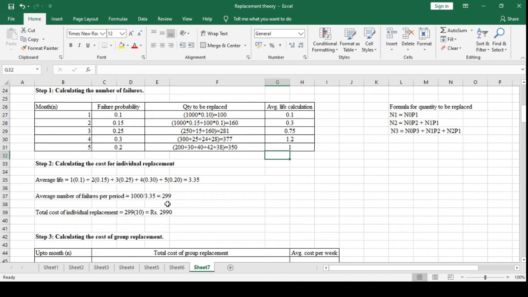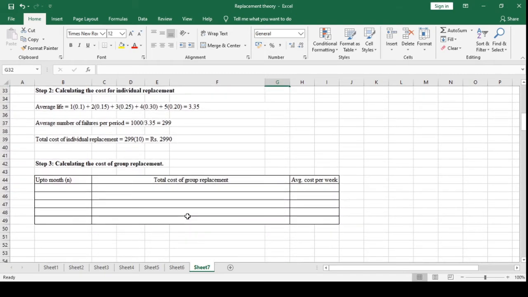Now we will calculate the cost of individual replacement. The total cost of individual replacement is equal to 299, the quantity which is failing, multiplied by the rupees required for replacing each bulb, that is 10. So 299 multiplied by 10 is 2990 rupees. So the cost of individual replacement is 2990 rupees.